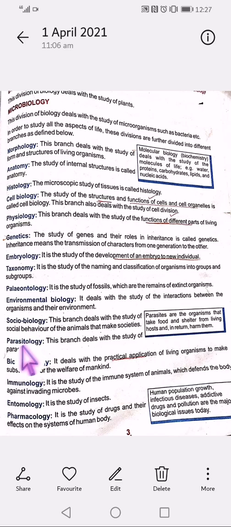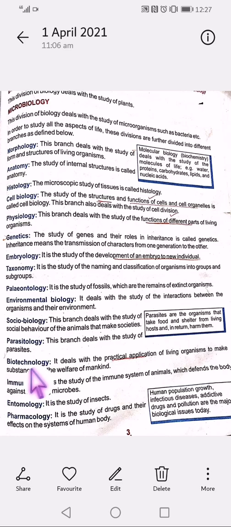Then comes parasitology. The term para means parasite. These are infectious organisms that cause multiple diseases in humans. This branch deals with the study of parasites. Can you tell me the name of any parasite? Yes, you can tell. Ectoparasites, the lice in the head. This is an ectoparasite, and what they do is suck our blood, and they cause irritation in our head.